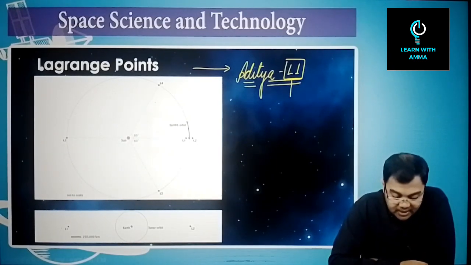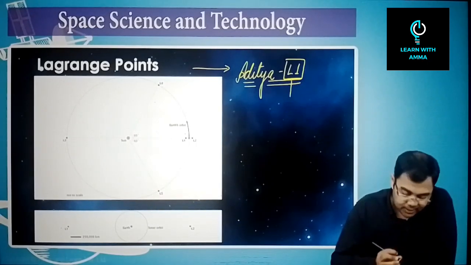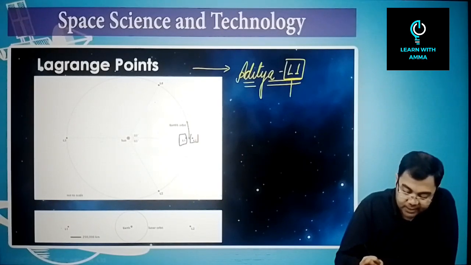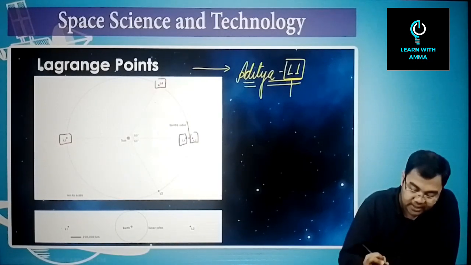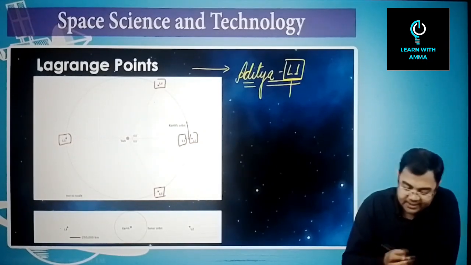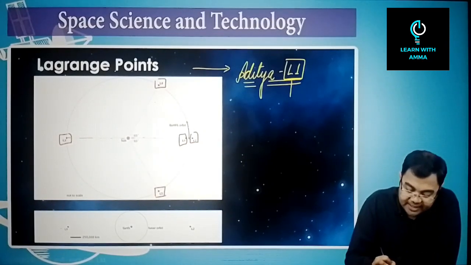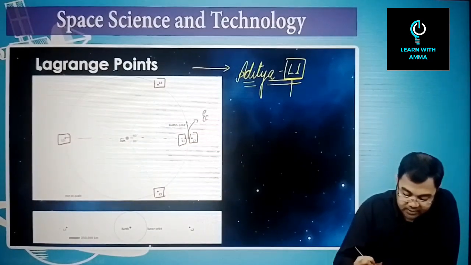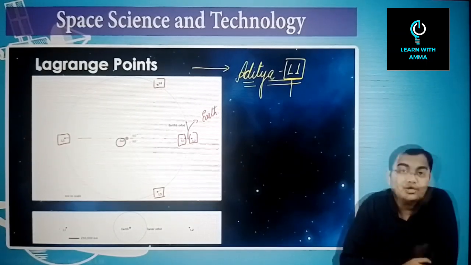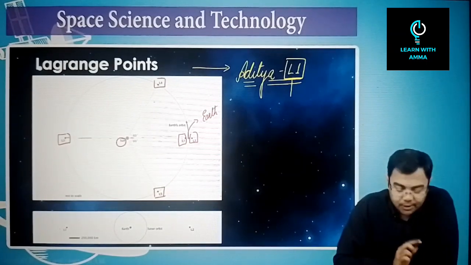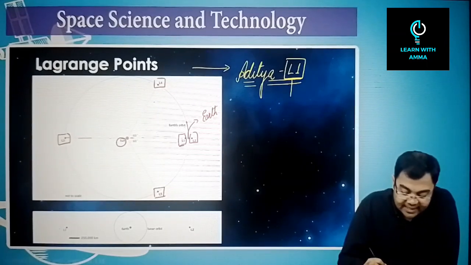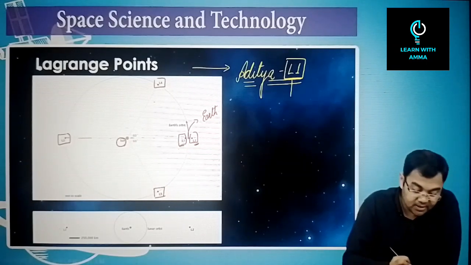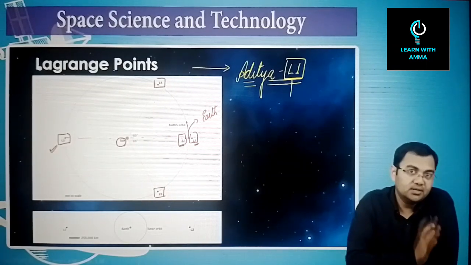Let's try to understand. If you look at this picture on your screen, you have 5 points that you can observe: L1, L2, L3, L4 and L5. L1, L2 and L3 remain on the same straight line joining the sun and the earth. This is the earth, and you have the sun here. So on the same line joining the sun and the earth, you have 3 points. One is L1, between the sun and the earth. Second is L2, which is behind the earth. And the third one is L3, which is behind the sun.